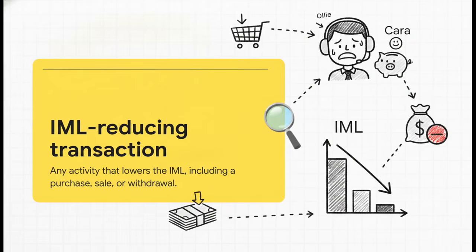Now enter Ollie, the ops associate. Ollie's job is to monitor Cara's account, and right now, poor Ollie is sweating profusely. Why? Because Cara just triggered an IML-reducing transaction. What exactly is that? Well, it's exactly what it sounds like. It's any activity in the account that lowers her intraday margin level. If Cara buys something, bam, she lowers her cushion. If she sells something short, she lowers her cushion.